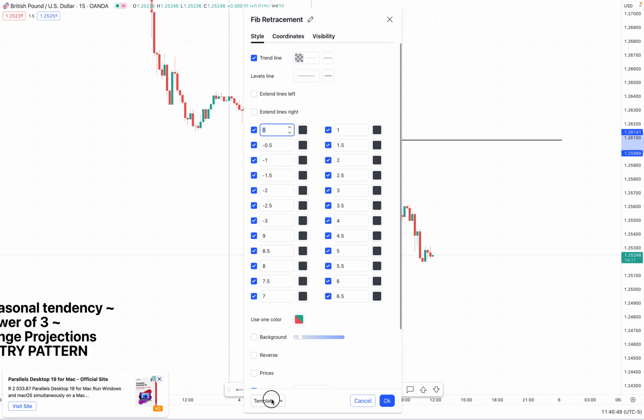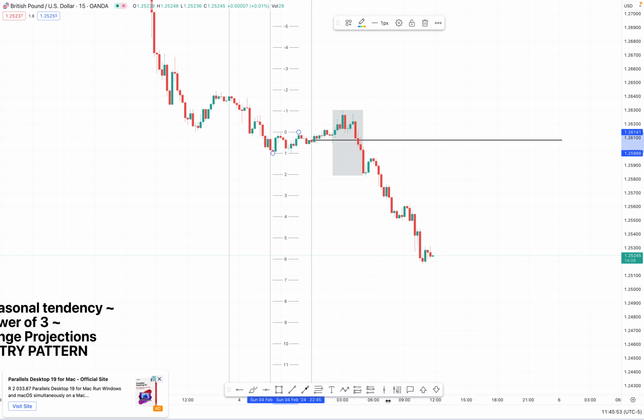Let's change that. Asian range expansion. Boom. One level higher. That marks the high of the day. You're usually looking for 1, 2, 3, and 4. You're looking at those levels.